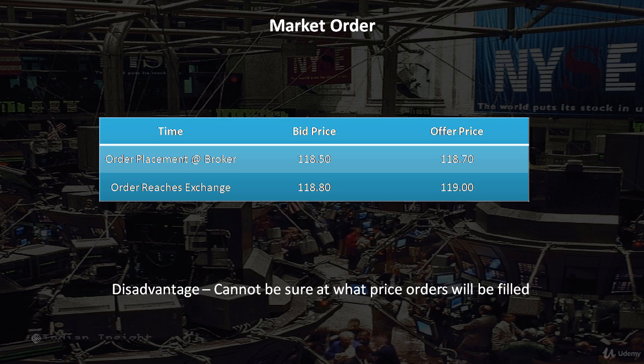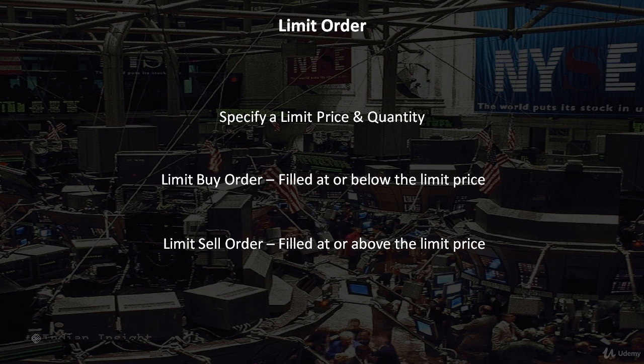In order to eliminate the risk, there is the option to place a limit order. In case of limit orders, you are required to specify a limit price and limit quantity. In case of a limit buy order, the broker is instructed to buy the security only if it is possible to get a fill at or below the limit price. Similarly, in case of a limit sell order, the broker sells the security only if it is possible to get a fill at or above the limit price.